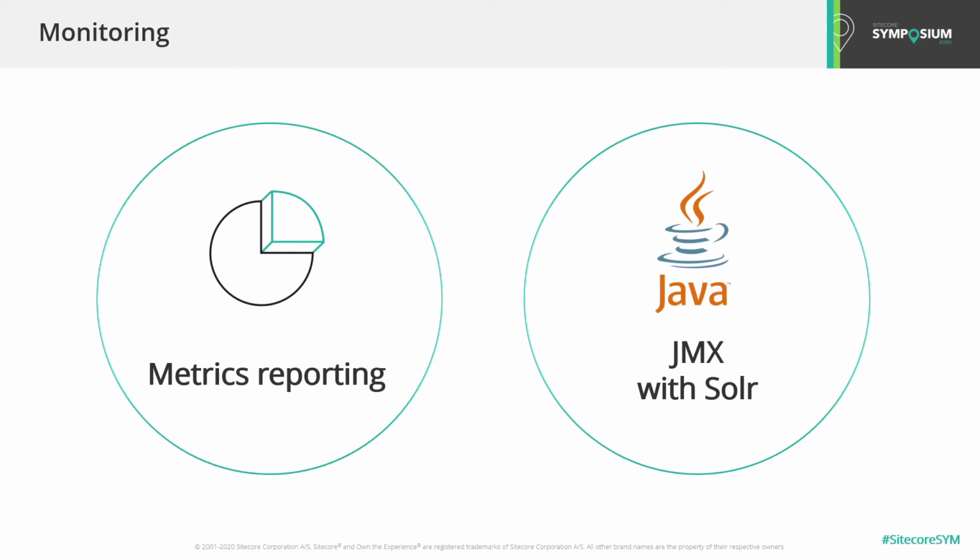JMX is a technology that makes it possible for complex systems to be controlled by tools without the systems and tools having any previous knowledge of each other. In essence, it is a standard interface by which complex systems can be viewed and manipulated. We don't recommend enabling remote JMX access in production, but it can sometimes be useful when doing performance testing and UAT prior to going live.